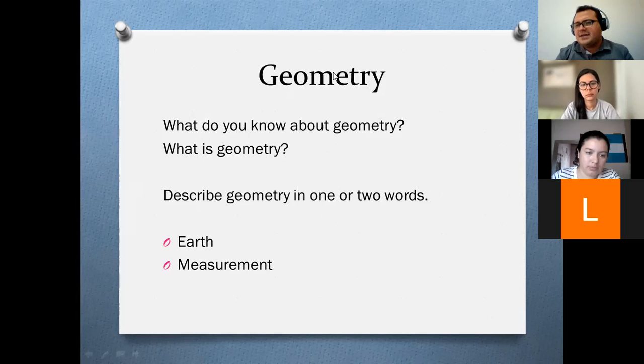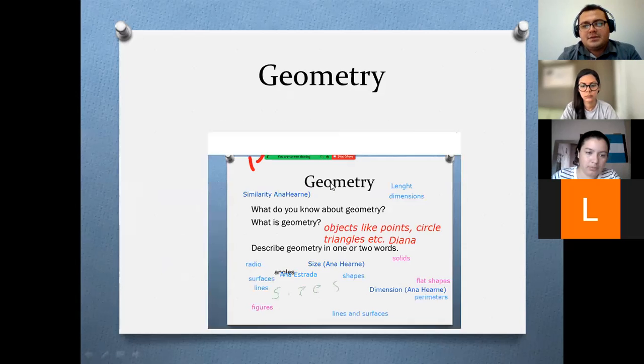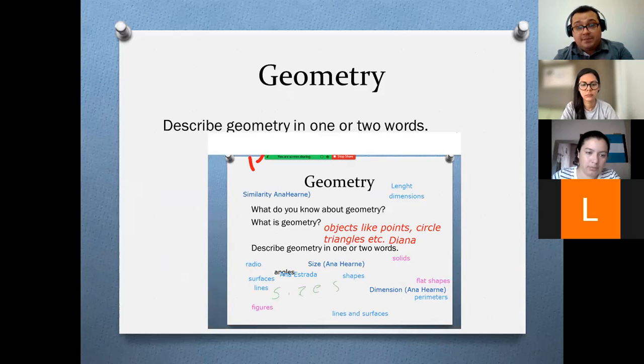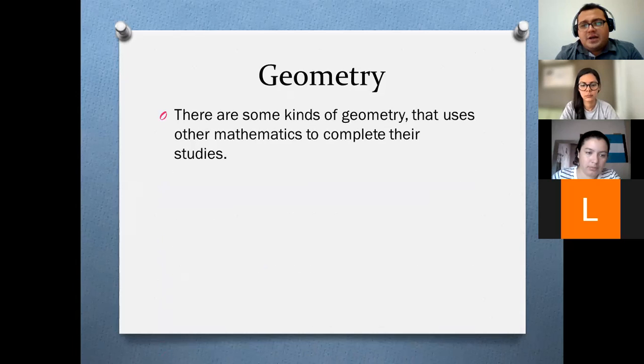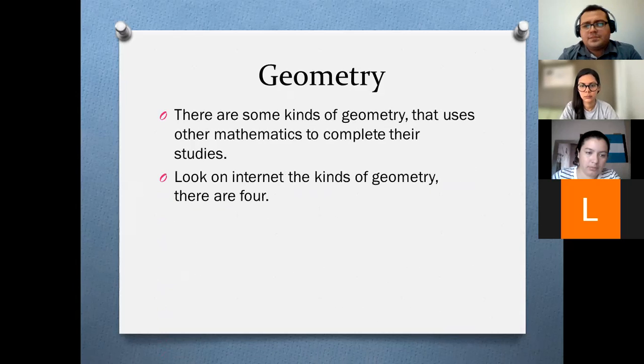Have you ever heard about the fractals, for example? The theory of the fractal? That in the last 20 years has been growing a lot. If not, okay, we're going to see then, focus in the next part. And here's your screenshot of every one of the ideas you gave. So good, so we're going to be participating like this, so please participate. There are some kinds of geometry that use other mathematics to complete their studies or that model the geometry in a different way. So look on the internet, please, for the kinds of geometries that exist until today.